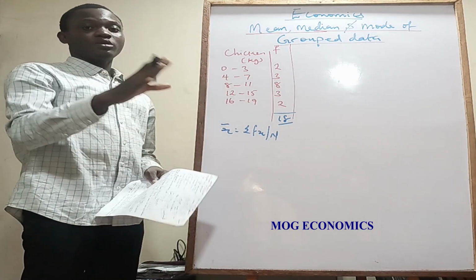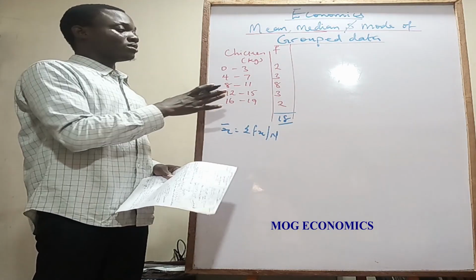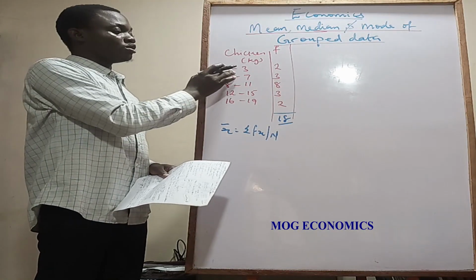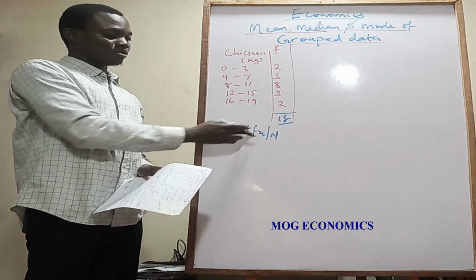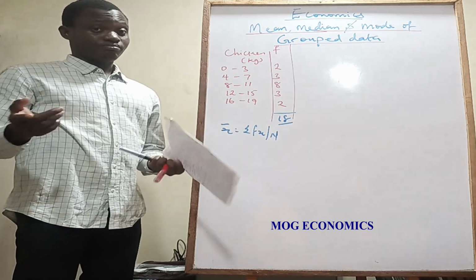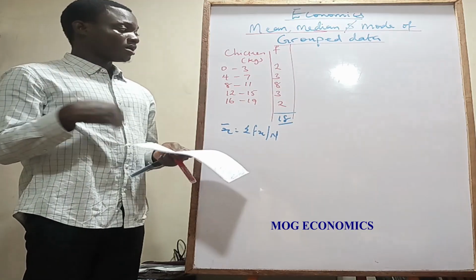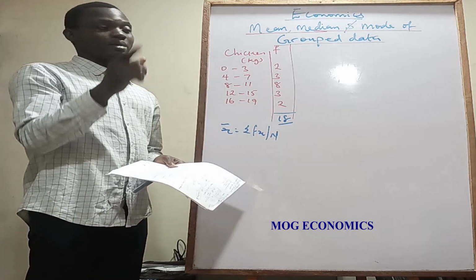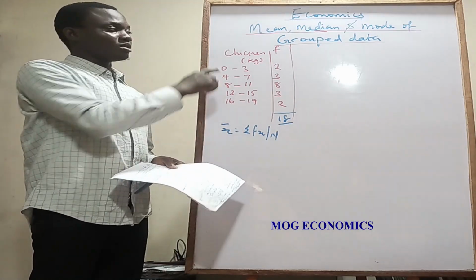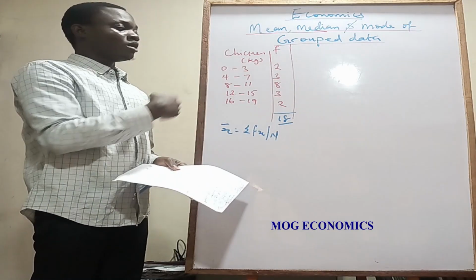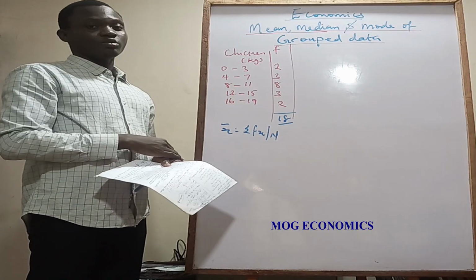Remember that if this were not a group data, the observations would have been like 0, 1, 2, 3, 4, then we add all of those to get our x. Like 1, 2, 3, 4, 5, multiplied by your f, and then you get the fx. But in this case, it is grouped. So what exactly do we do?